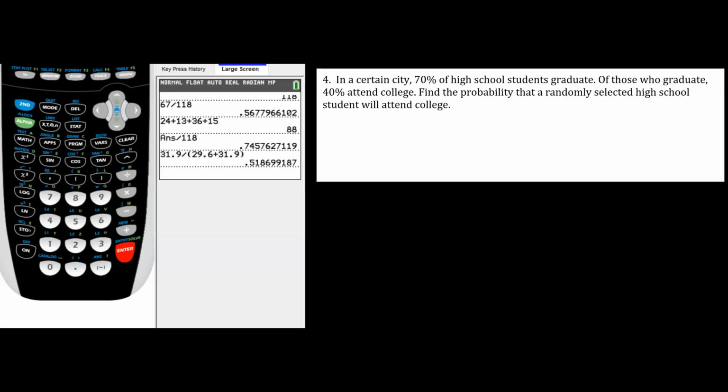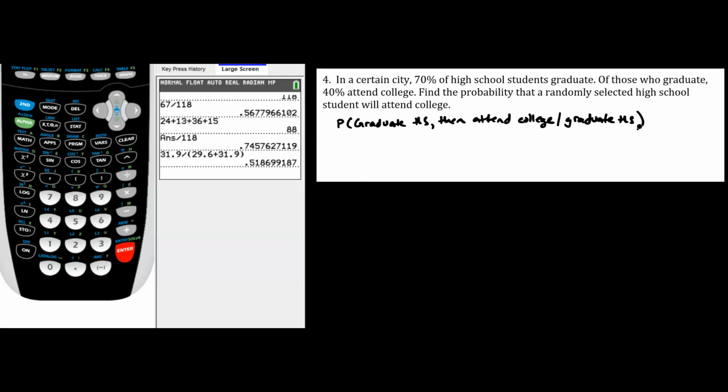So I want you to recognize that if a randomly selected high school student is attending college, then that means they are graduating high school and then they're also going to attend college after that. So we're looking at the probability of a sequence of events. And so specifically, we're looking at the probability of graduating high school and then attending college. And again, that's conditional on the fact that they graduated high school.